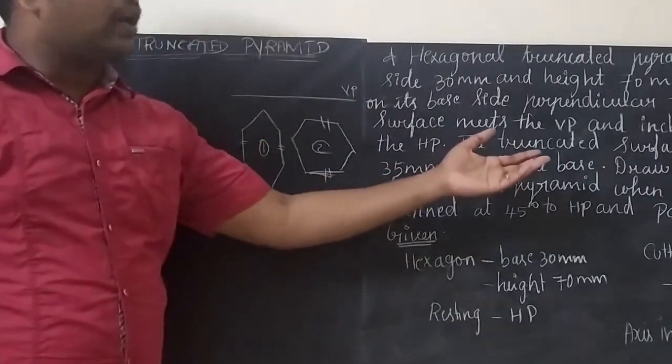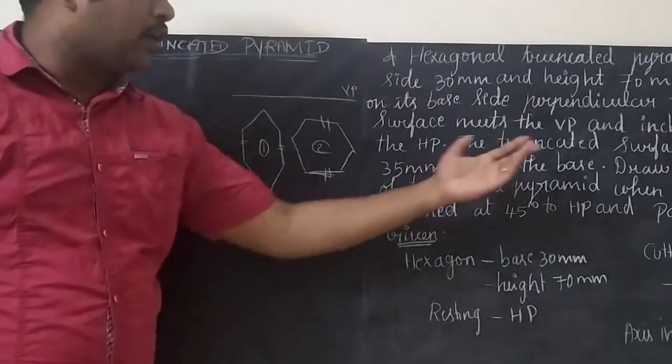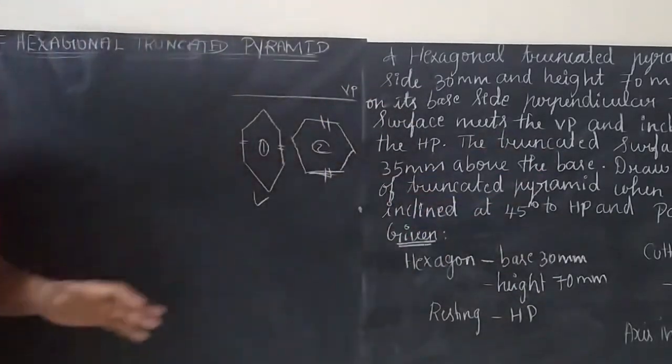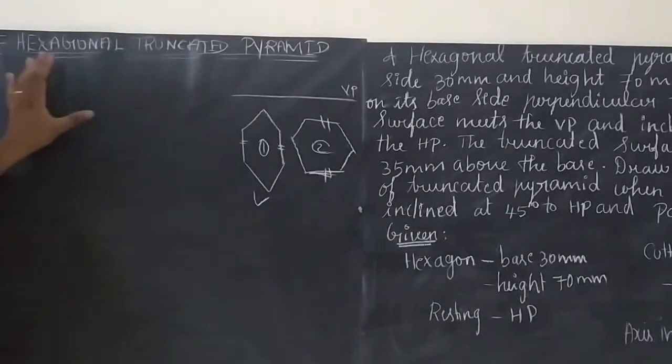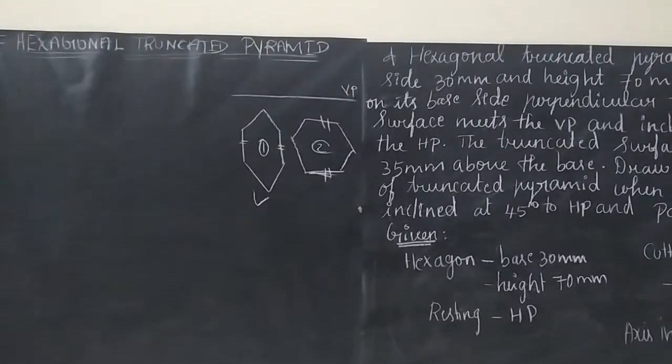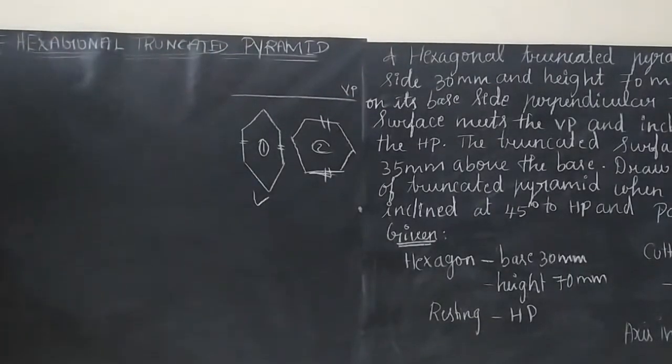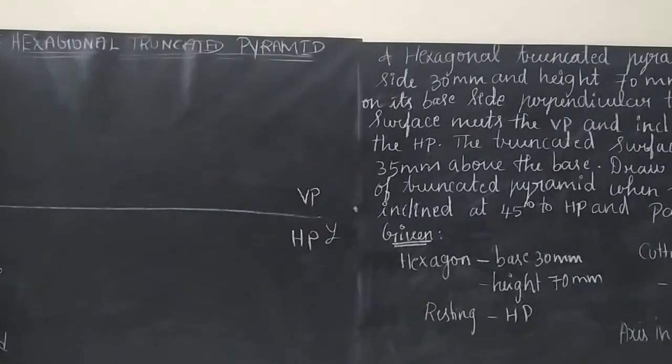And later part we have to just try to incline, right? Draw the projection of a truncated pyramid when the axis is inclined 45 degree to HP. So after drawing and after cutting the solid, we are going to tilt the solid and tilt the axis for 45 degree.